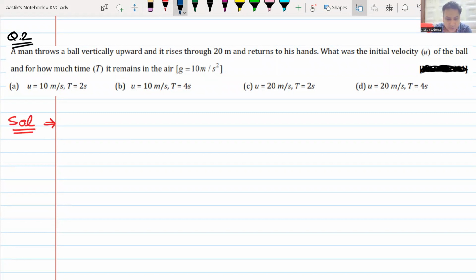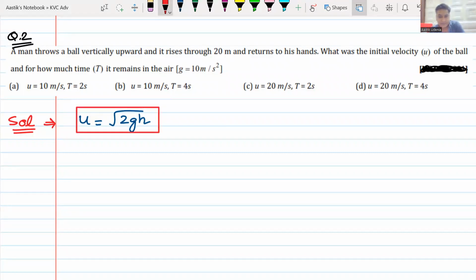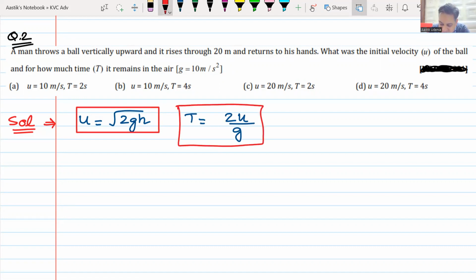Can straight away use the formula that we have seen. U initial velocity is root over 2gh. Yes or no? Do we understand this? Option D, yes, that is correct. So first you get the value of u straight away like this. Then time of flight, I have already given you total time it remains in air, time taken to go up, time taken to come down, my dear friends. Total time is 2 times u by g, and you will end up with all your answers.